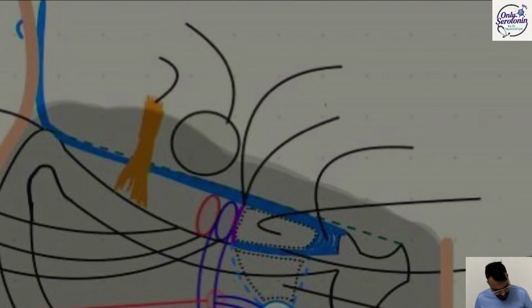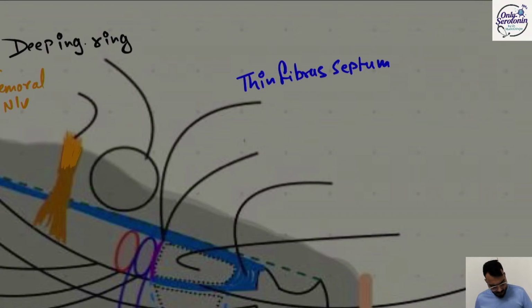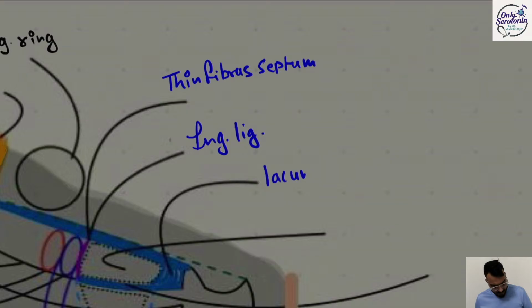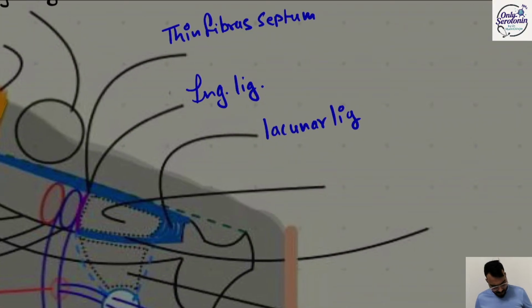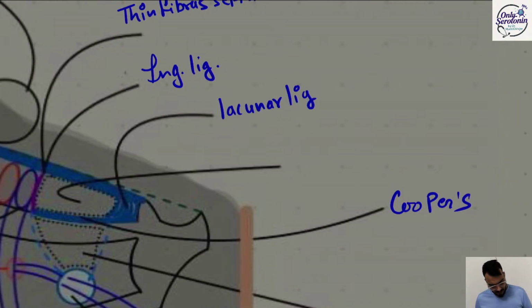Then the purple color line which you can see, guys, this line here. This line is your thin fibrous septum. Then just above the purple line we are having this blue color thing. This is your inguinal ligament. Then the inguinal ligament is converted into the lacunar ligament. Then the lacunar ligament is converted into Cooper's ligament. And in between, there is a circle, and this circle is what, guys? This is your femoral ring.